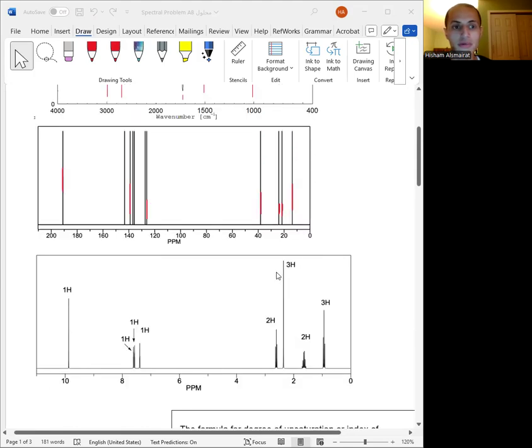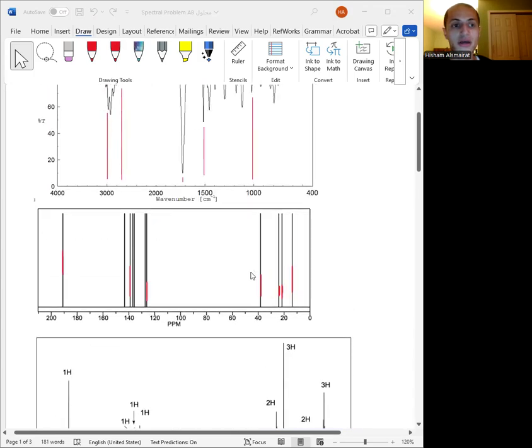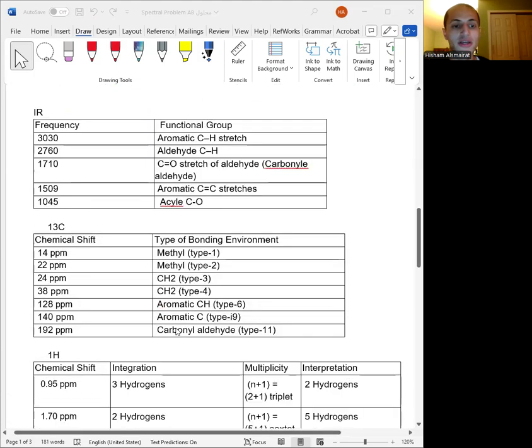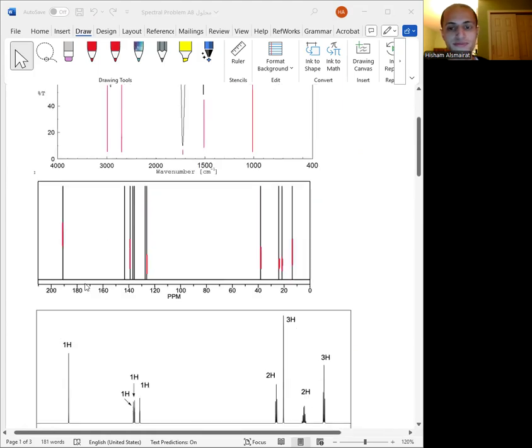And over here is my 13C table, which has chemical shift and the type of bonding environment. And I will explain how I got each value from the graph. At 192 ppm, we can see carbonyl aldehyde over here, type 11. At 140 ppm, it's aromatic C type 9. For that one, I use the 140 region for ipso aromatic carbons.